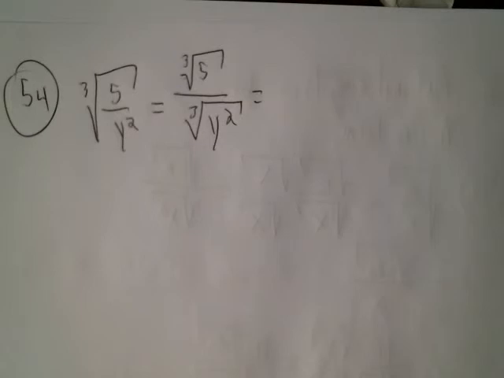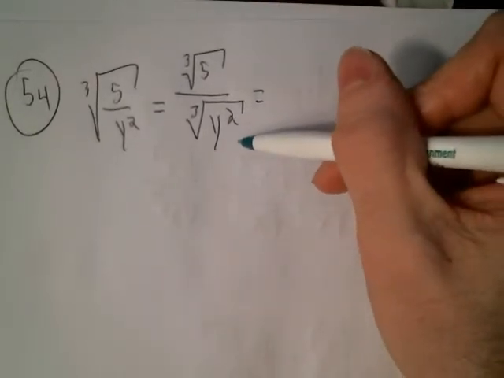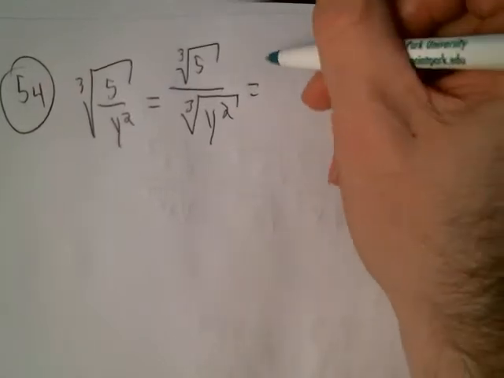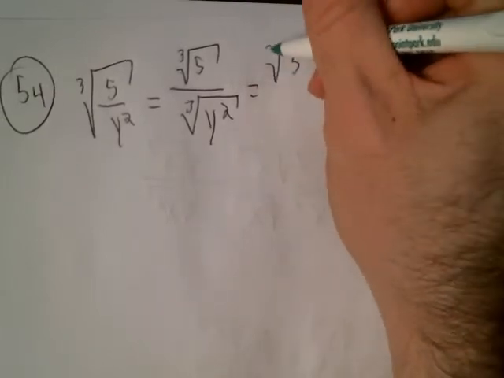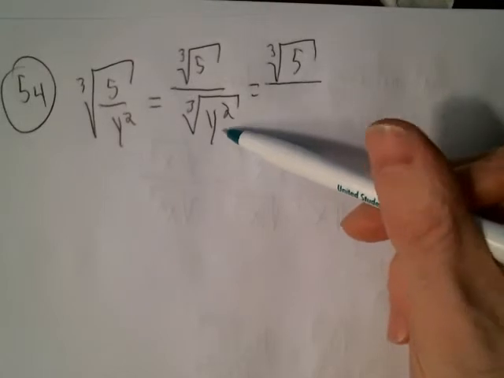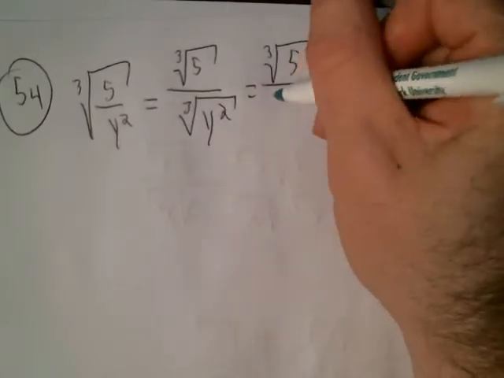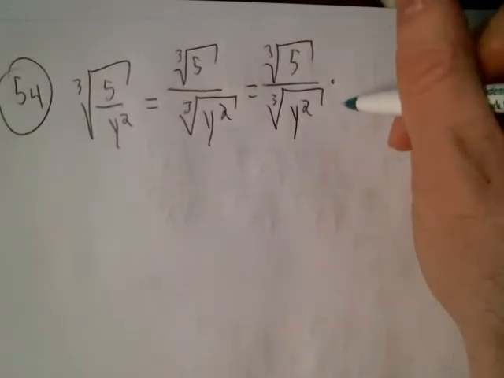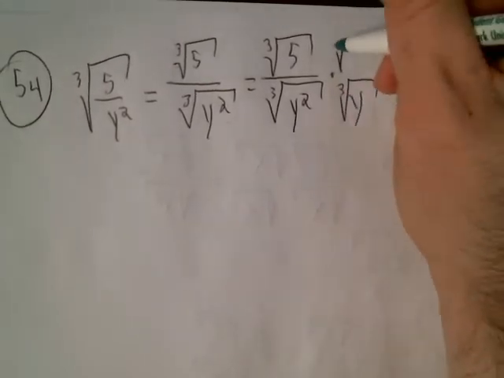And then you got to be clever. You want to multiply by something that inside here is going to be a perfect cube. So in this case, I'm going to want to multiply by y. That will give me y cubed, and then I'll be able to take the cube root of that. Right, so if I multiply both top and bottom by the cube root of y, that'll take care of it.